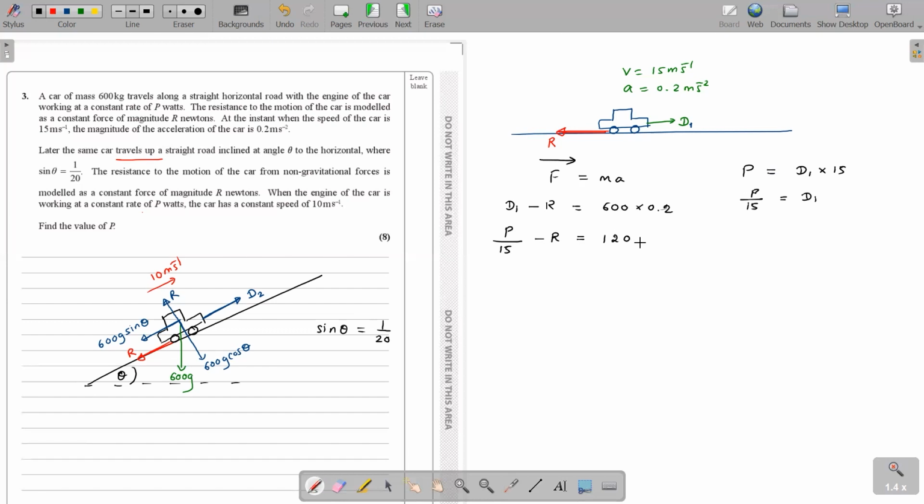120, right? 600 times 0.2 is 120. So this is the first equation using F equals ma. Now go to the second equation. In the second equation, what do they say?